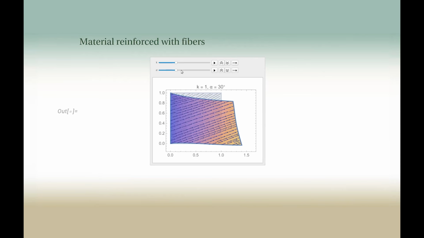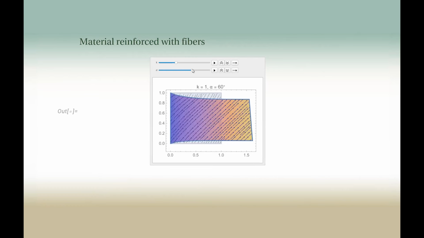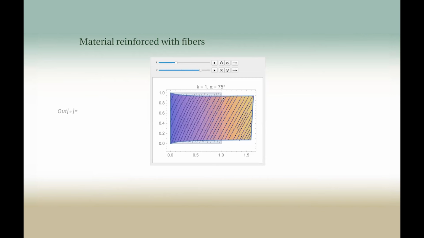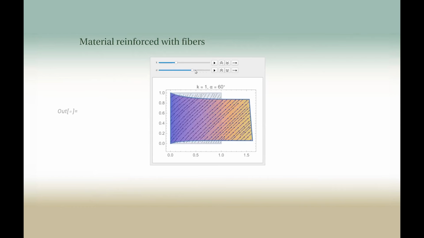And if we change them more, 45 degrees, and change them even more, now 60 degrees. And then again, if they're orthogonal, we have a normally deformed object. So these type of things can be solved with this reinforced fiber material module that we've added.